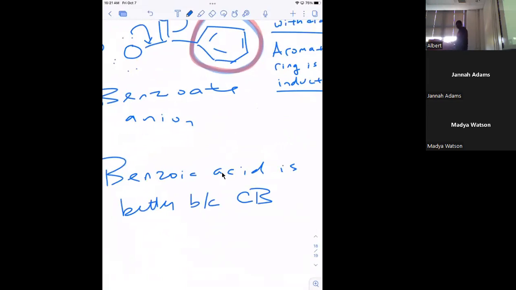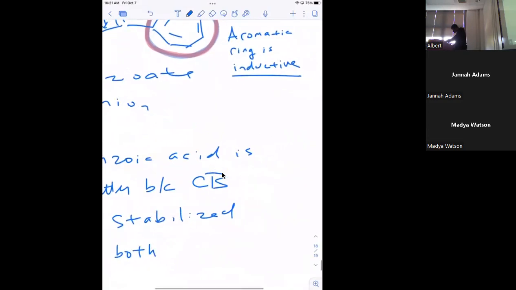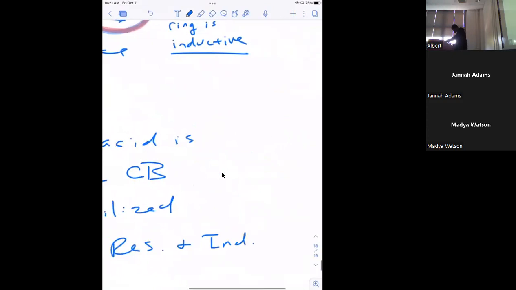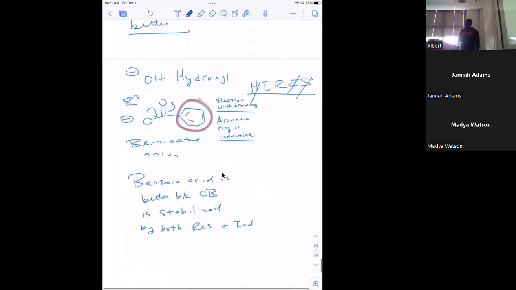I'm abbreviating this. So the conjugate base is stabilized by both resonance and induction. All right, questions about that? All right, let's do the other one.